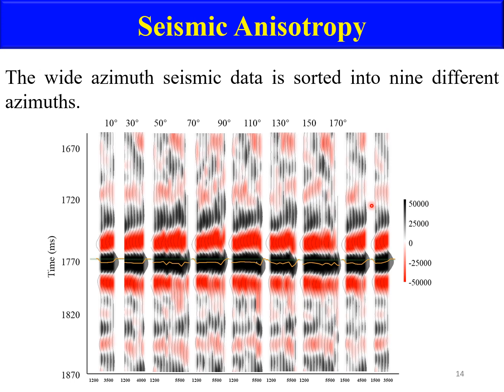Here is one representative OVT gather. The wide-azimuth seismic data is sorted into 9 different azimuths. This strong positive seismic reflection indicates the base of the target formation. Below the target formation is a carbonate formation.